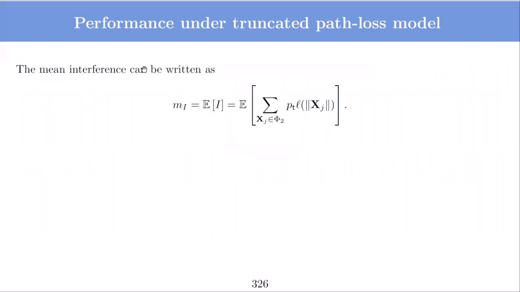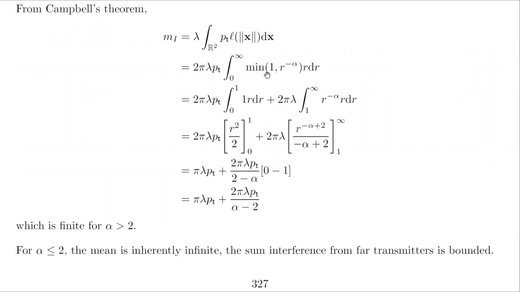So let us see how the new path loss model will change the mean interference. Recall that the mean interference is given by the expectation of the summation of interference, which is transmit power times path loss, summed over all points. Now if the path loss is the minimum of 1 comma r to the power minus alpha, I can use radial polar coordinates because this just depends on the norm. So I get a nice 2 pi lambda P_t and then the integration from 0 to infinity of the path loss times r dr. So the path loss, if I put it in, will become the minimum of 1 and r to the power minus alpha.